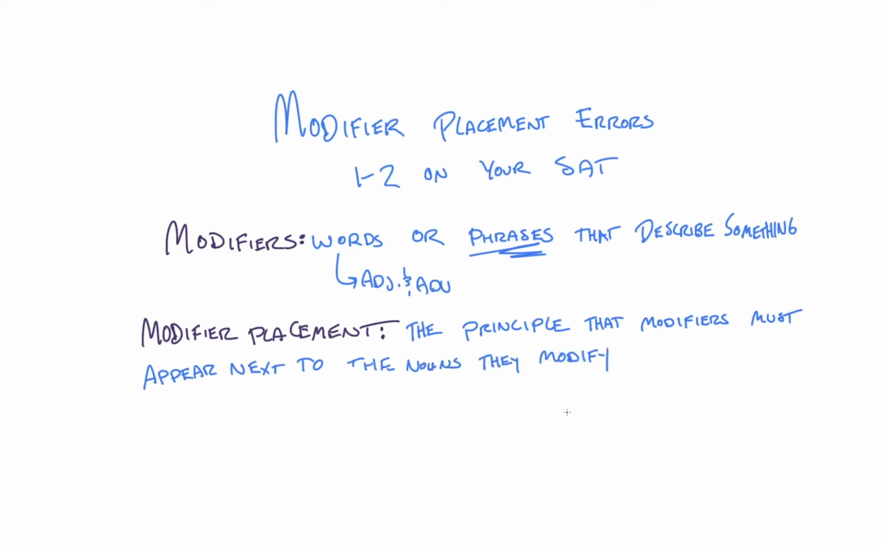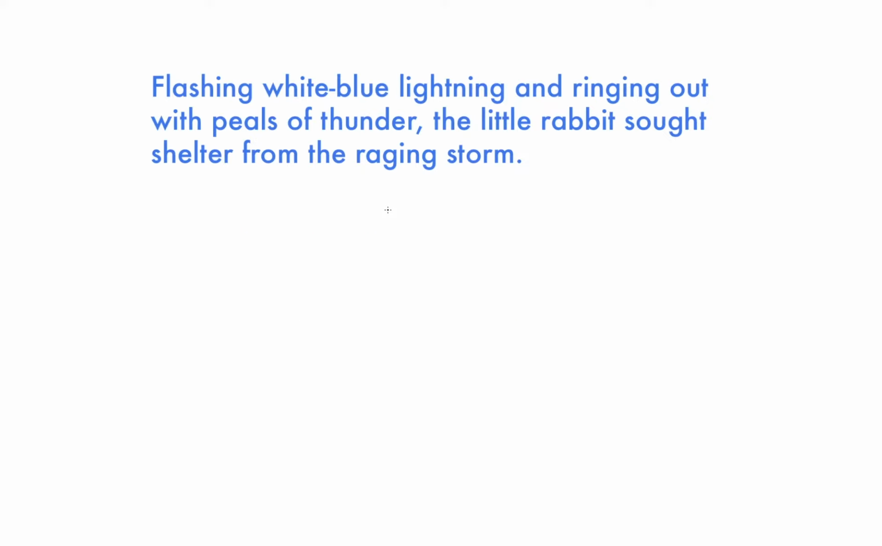An example of a modifier placement error could look like this. Flashing white-blue lightning and ringing out with peals of thunder, the little rabbit sought shelter from the raging storm. Everything that comes before this comma here after thunder, this whole phrase, is actually describing rabbit right now. Now, logically, we know that rabbits do not emit lightning and thunder. The context of the sentence tells us that storm is the noun that the modifying phrase ought to be describing.